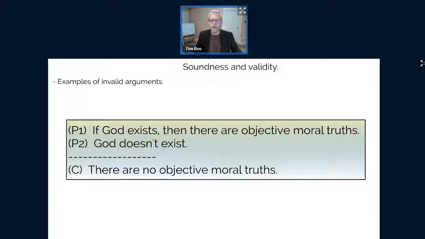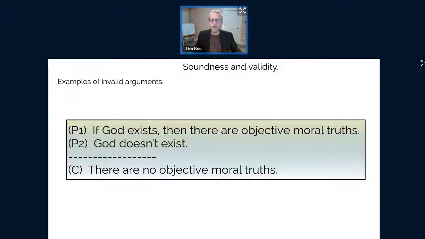This follows the same format as: if I'm hungry, then I will eat. I'm not hungry, so therefore I will not eat. It follows the same format. It's an invalid format. You cannot trust an argument like that. So it may be true that there are no objective moral truths. Premise 1 might be true. Premise 2 might be true. But the argument as a whole fails because it's not valid.